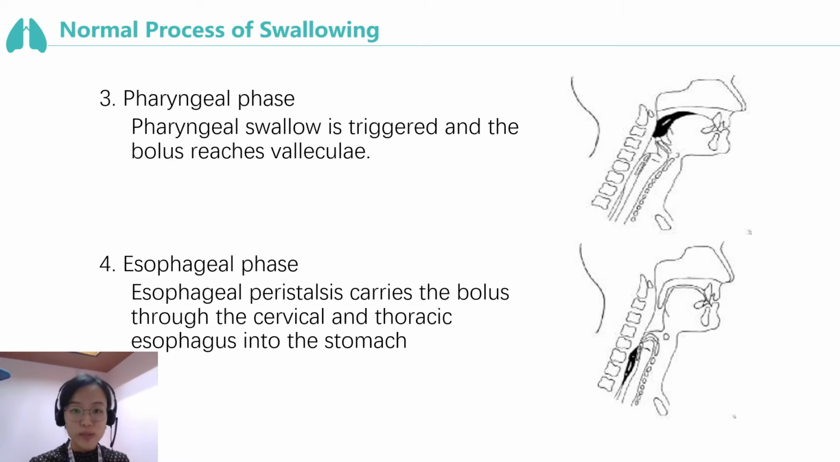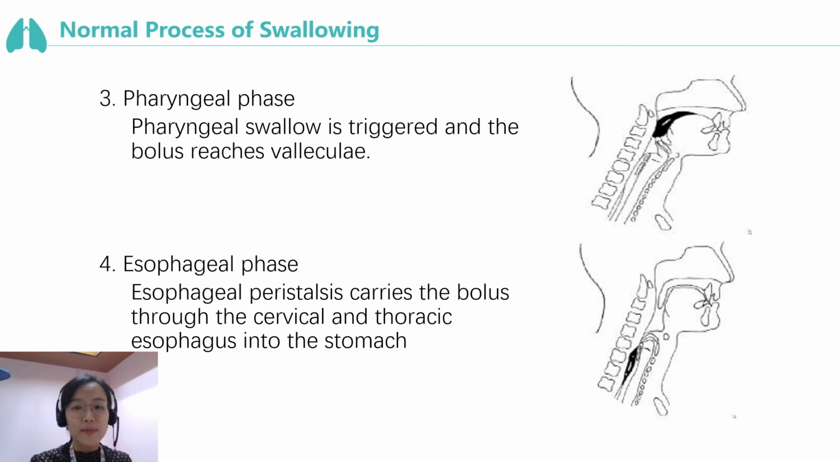The pharyngeal swallow is triggered when the tongue propels the bolus towards the back of the throat and the bolus reaches valleculae. At this moment, when you put your fingers on your Adam's apple, you can feel your larynx going upward and forward when you swallow. Your epiglottis will close off the airway to prevent penetration or aspiration of food, and the bolus is directed to the hypopharynx, aided with the pharyngeal constrictions.